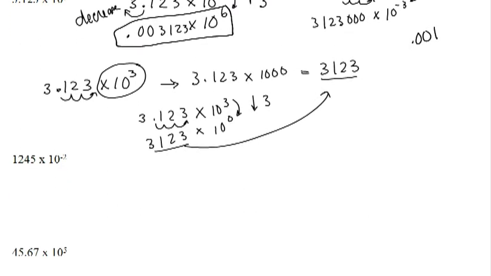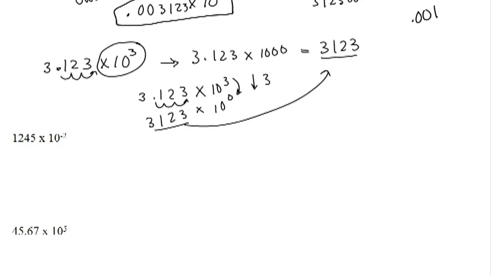Alright, let's move down to the next number. The next number is 1,245 times 10 to the minus 2. So again, I want to make that a number times 10 to the 6th. So I rewrite the number times 10 to the minus 2. Let's erase that.